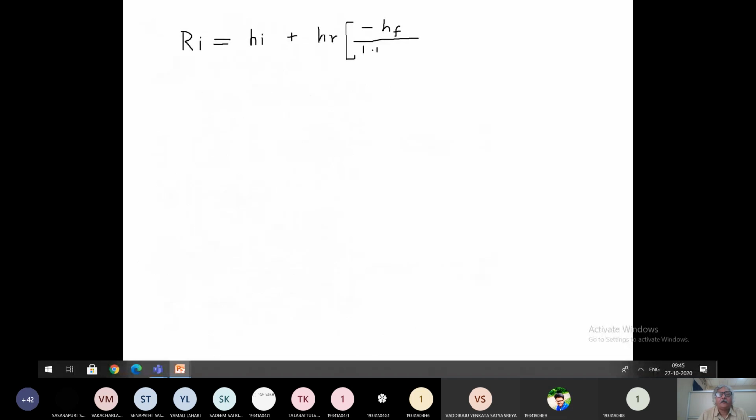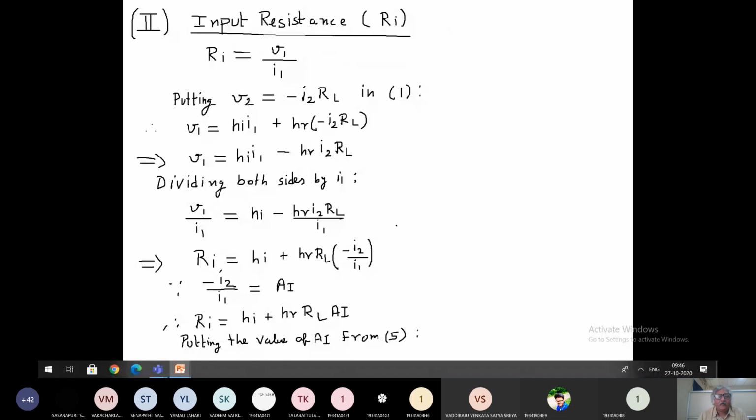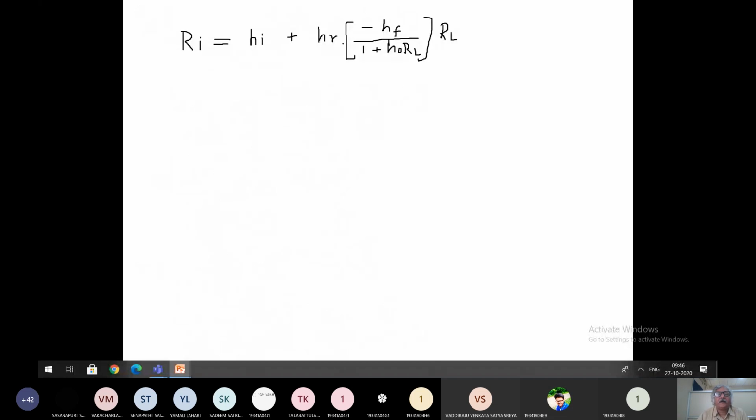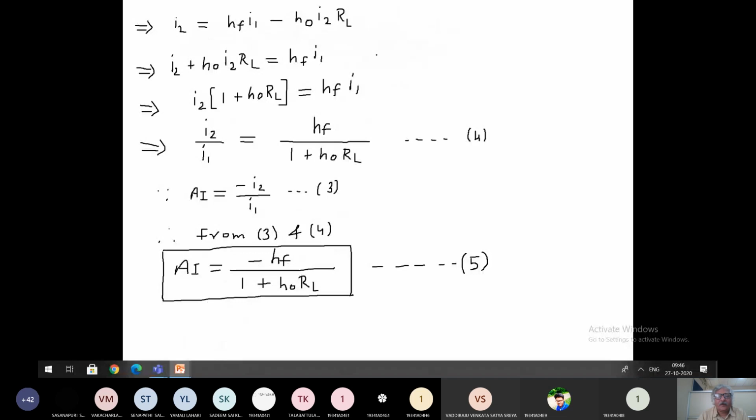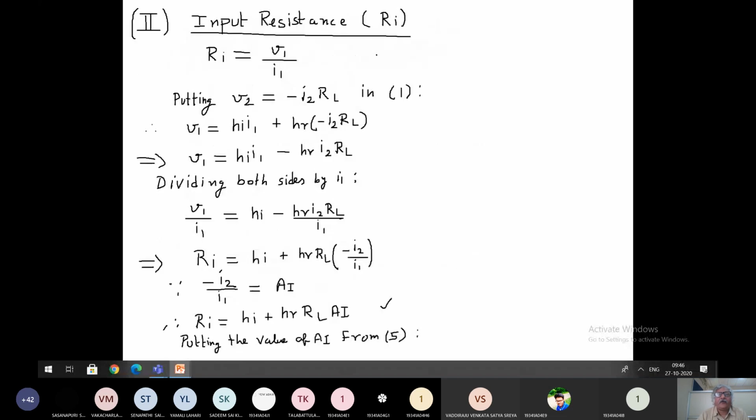1 plus H naught RL, and here we will write RL. Right? See this expression here? This one. Ri is equal to Hi plus Hr RL AI. So we are putting the value of Hr, and RL is already there. In place of AI, I have written minus Hf by 1 plus H naught RL, equation 5.